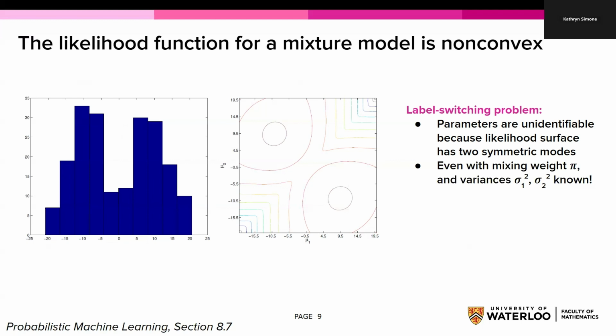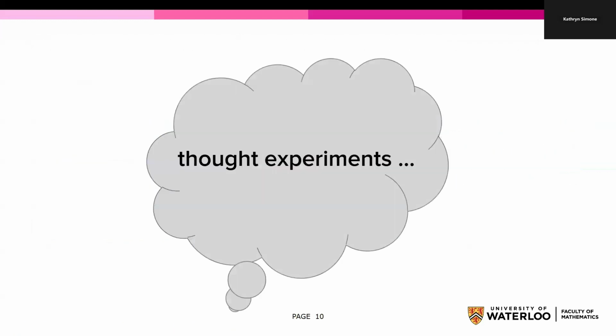And there might be potentially many symmetric modes in the likelihood function. And so direct optimization is going to be hard in these kinds of models. There could actually be exponentially many solutions, and distinguishing between them is going to become a real challenge. Okay, so we seem to have hit a bit of a wall.